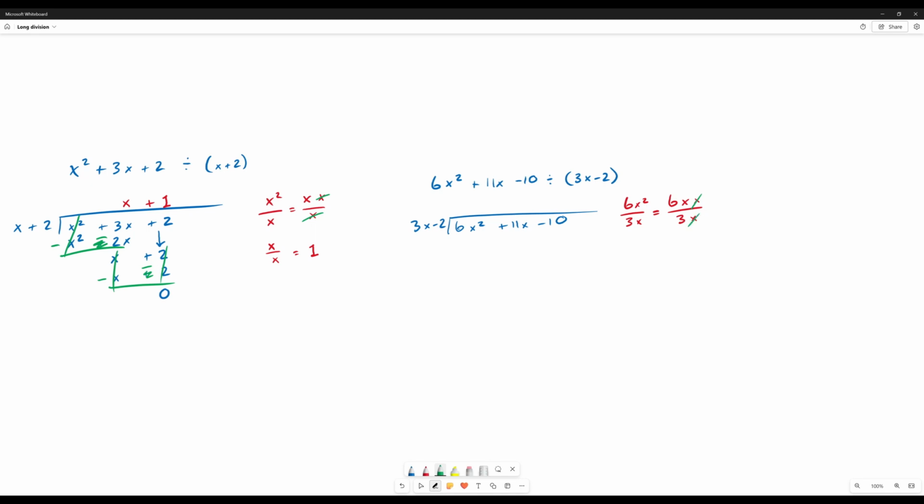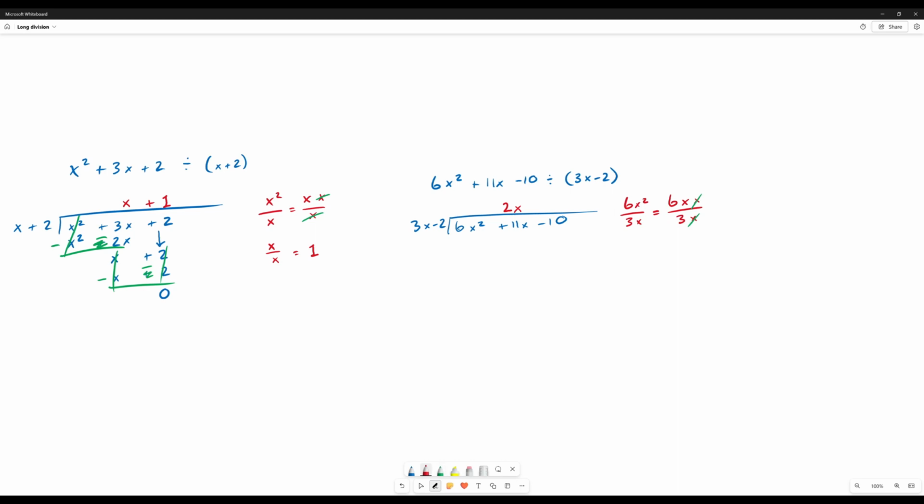Now, what's 6 divided by 3? You will have to also do that. It's not just the letters, it's also the numbers. So 6 divided by 3 is 2. And then there's a single x left behind, so we get left with 2x. 6x squared over 3x is just 2x. Hopefully you can all see that.